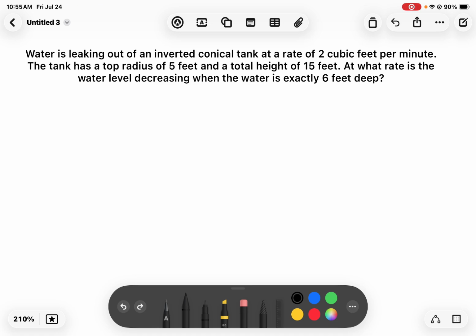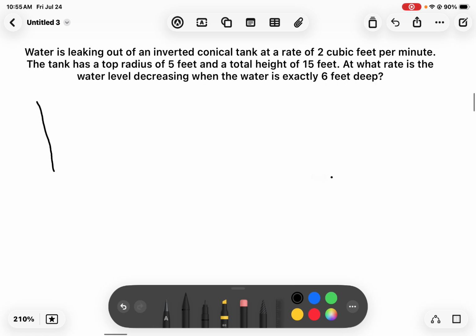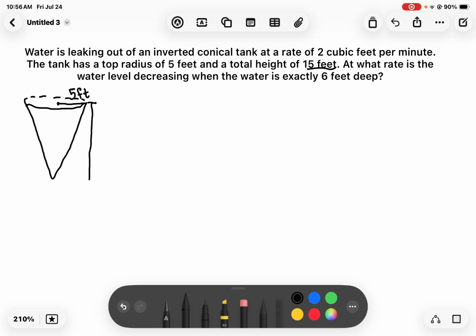Okay, so basically we have a conical tank, so something like this, I'm going to draw that a little bit better. Right? And so the top radius, this radius right here, is 5 feet. And then we're given that the total height is 15 feet. All right, good.